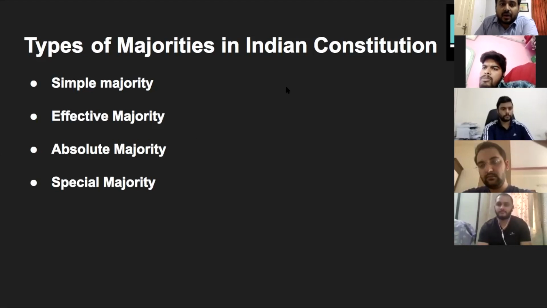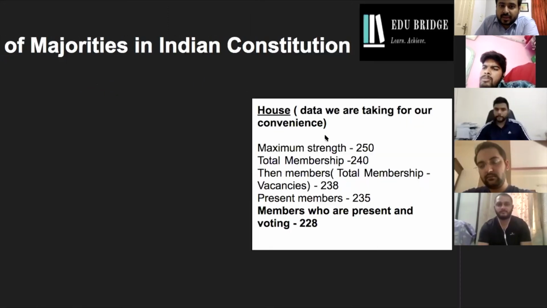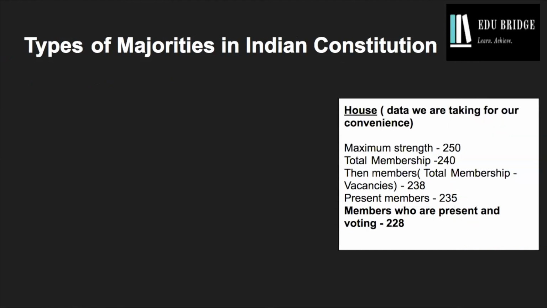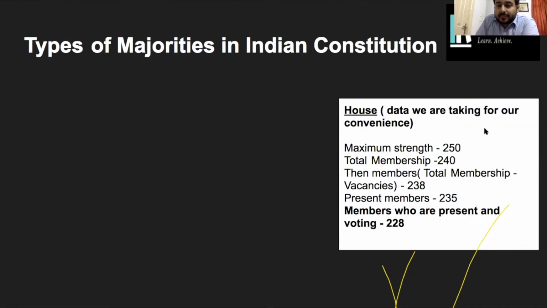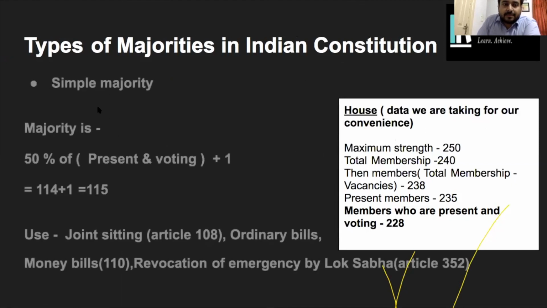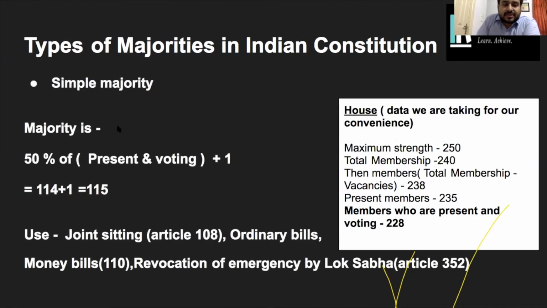Good. Now we'll start with simple majority. For our convenience, just ensure कि ये जो डेटा है हम hypothetically ले रहे हैं. It is not the exact data. We are only taking this data for our own convenience. We will try to identify that how these majorities will be beneficial for us. So we'll begin with simple majority. In simple majority, it is 50% of present and voting.